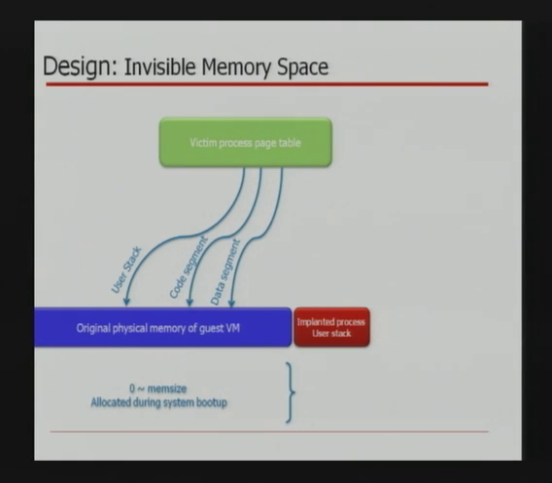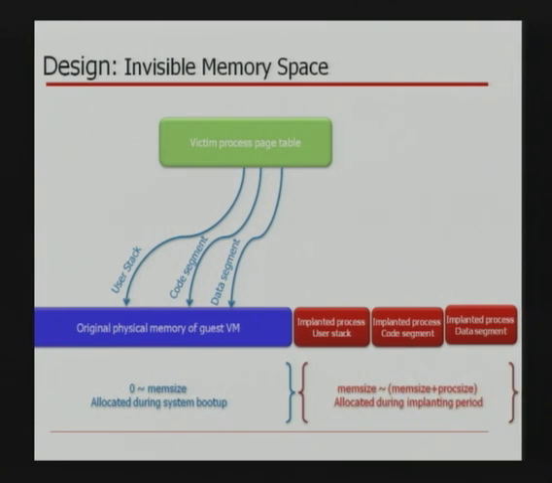We cannot allocate the memory inside of the box, so we choose to allocate the memory outside of the box. We will allocate 3 memory blocks. The first one is for the implant process user stack, the second one is for the code segment, and the third one is for the data segment. It spans from the memory size of the virtual machine to the memory size plus process size, and it is allocated during the implanting period.